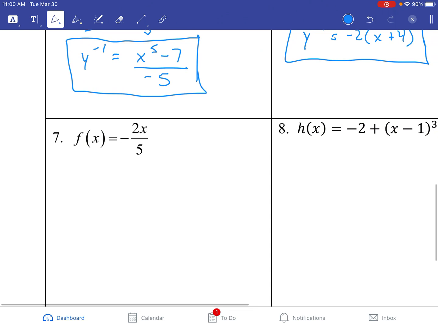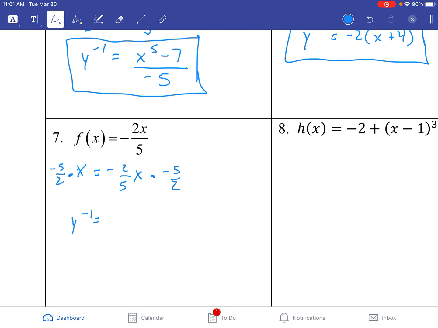All right. Again, we have f of x. That's just going to turn into y, because we can replace f of x with a y, equals negative 2 over 5 times x. Okay, so what we can do is multiply by the reciprocal of that number, which is negative 5 over 2. So the inverse, y, will be negative 5 over 2 times x.